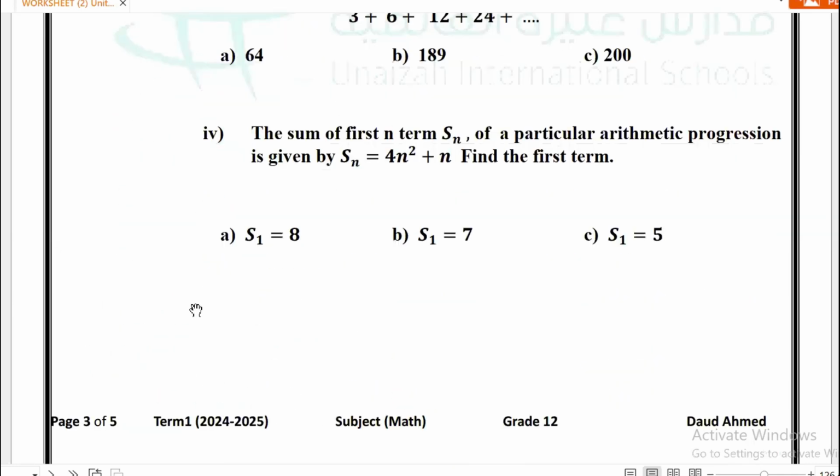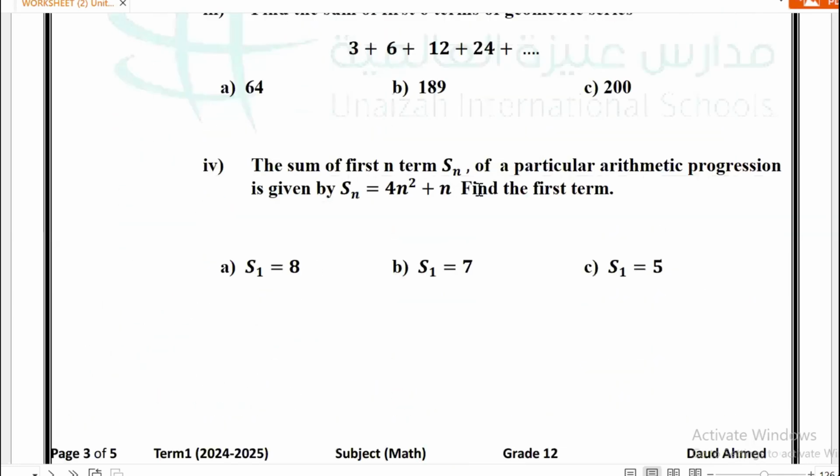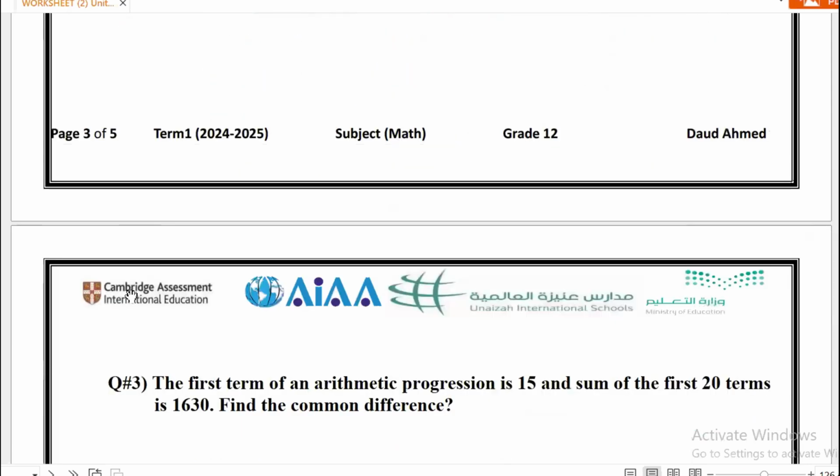Next, the sum of the first n terms Sn of a particular arithmetic progression is given, and the nth term is mentioned there. Find the first term, so S1. Simply we will replace n with 1 here. So 4 into 1 square plus 1, which is equal to 4 plus 1, equal to 5. So option C is correct. I hope it is clear. Now we move on to the next short and long questions.